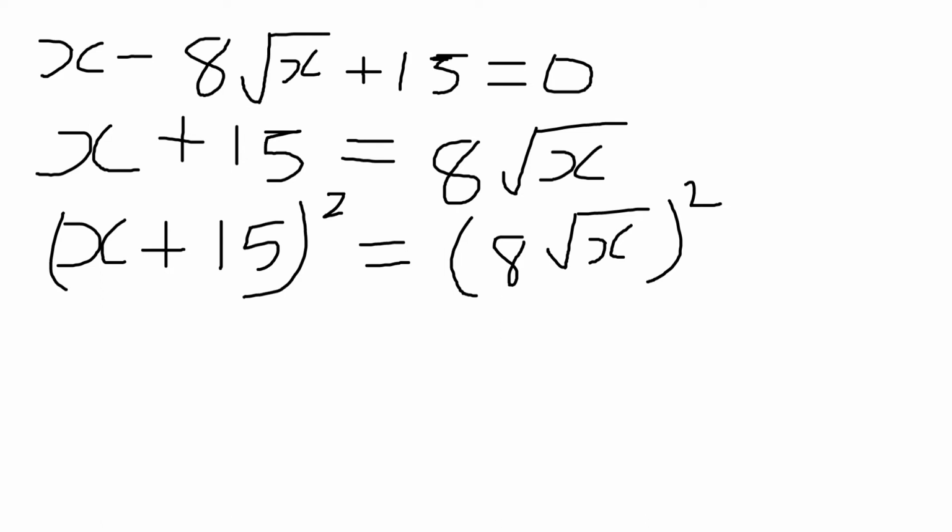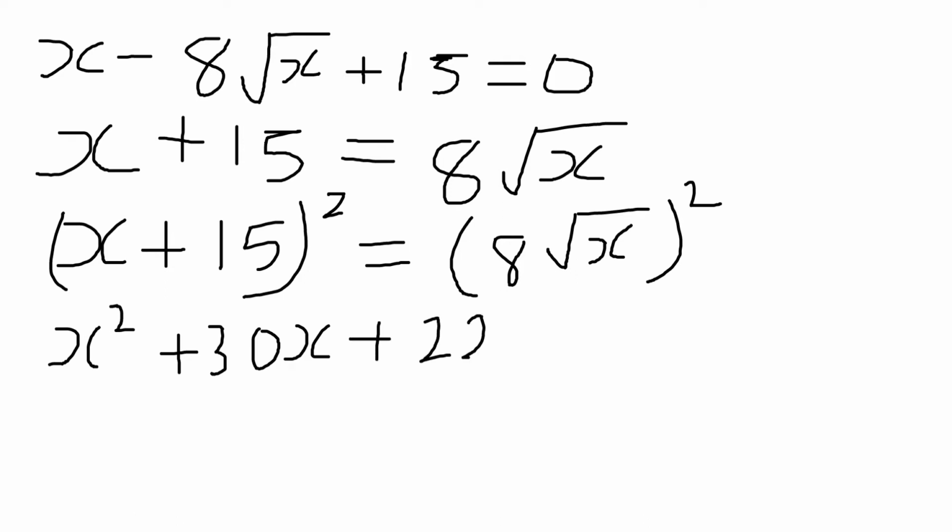So if we square the left hand side, we have x squared plus 30x plus 225, and this will be equal to, if we square 8 we get 64, and if we square root x, we just get x.